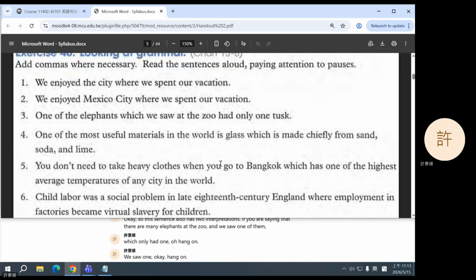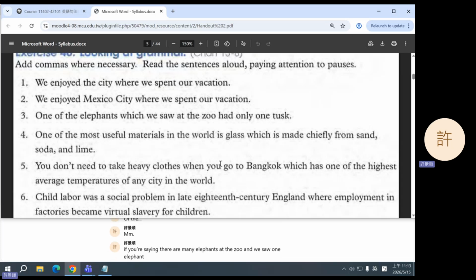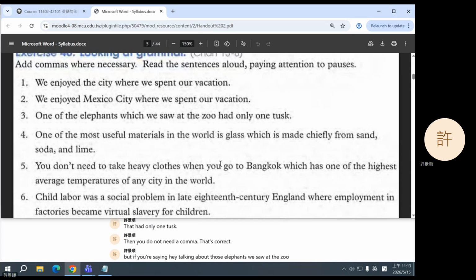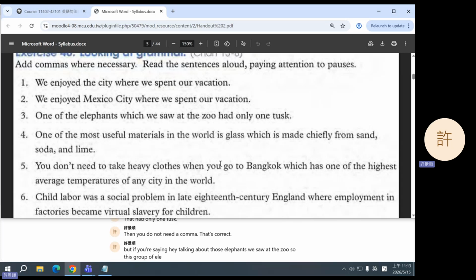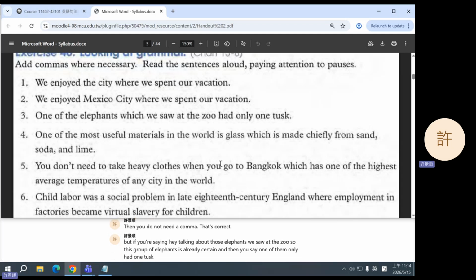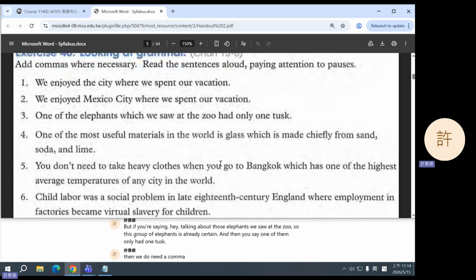If you're saying there are many elephants at the zoo, and we saw one elephant that had only one tusk, then you do not need a comma. That's correct. But if you're saying, hey, talking about those elephants we saw at the zoo, so this group of elephants is already certain. And then you say one of them only had one tusk. Then we do need a comma, right?